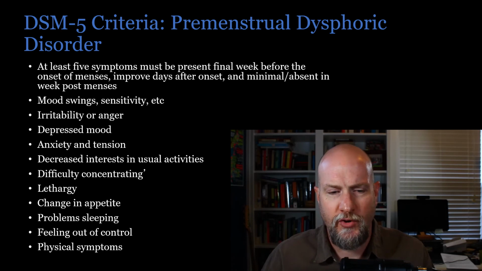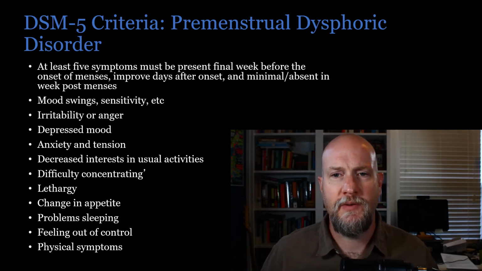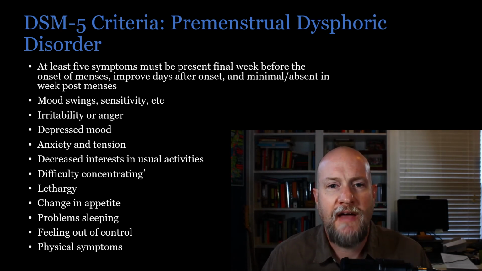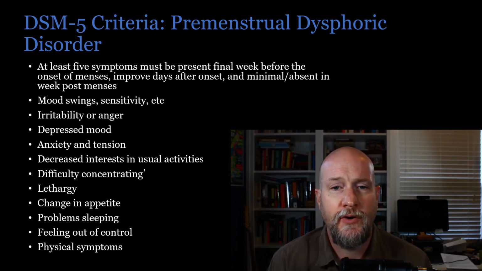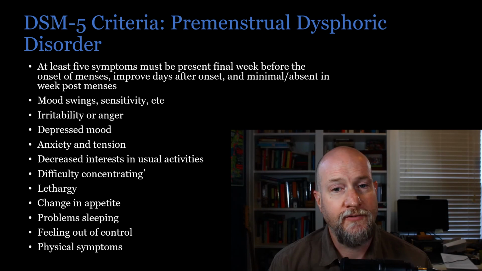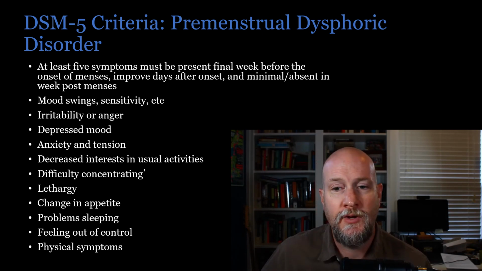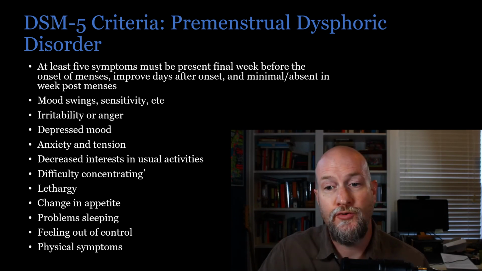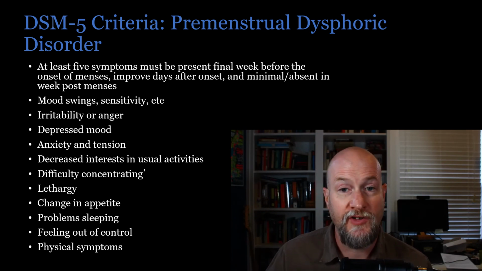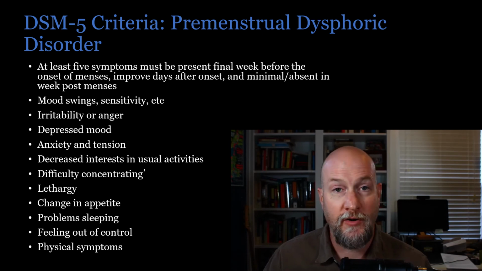So these are the actual criteria from the DSM-5 for premenstrual dysphoric disorder. You have to have at least 5 of these symptoms present during the final week before the onset of menses, and improves days after onset, and minimal or absent in the weeks post-menses, right? So to meet this diagnosis, the person's presence or absence of symptoms needs to follow the pattern that one would associate with the hormonal changes as part of menstruation.